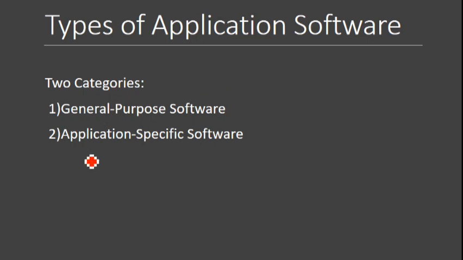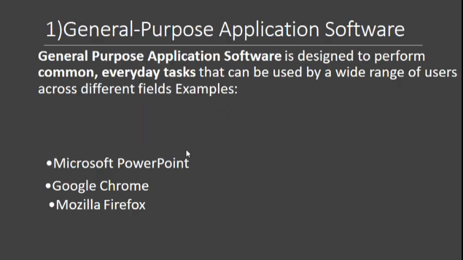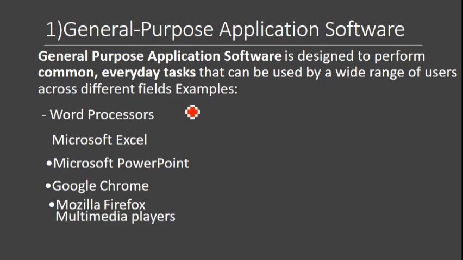General purpose software and application specific software. First, I'll discuss general purpose application software. General purpose application software is designed to perform common and everyday tasks that can be used by a wide range of users across different fields. General purpose means not specific, right? Word processors, Microsoft Excel, Microsoft PowerPoint, web browsers like Google Chrome and Mozilla Firefox, and multimedia players. These are the various general purpose application software.